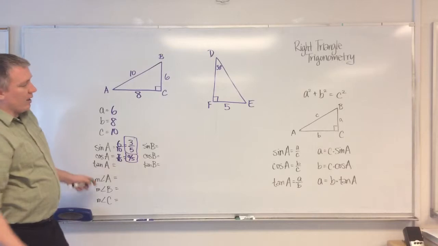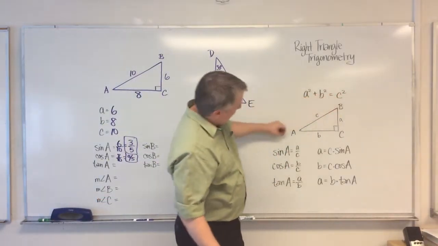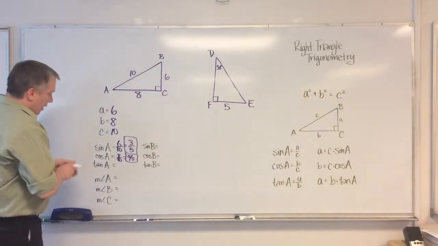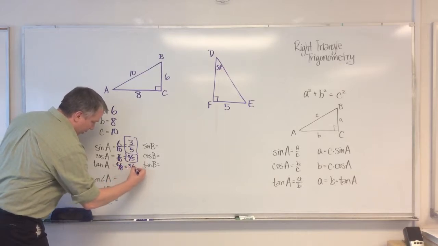Okay, and then finally tangent. Tangent is a over b, the one that's opposite divided by the adjacent one. So in this case, it's 6 over 8, which also reduces to 3 over 4.